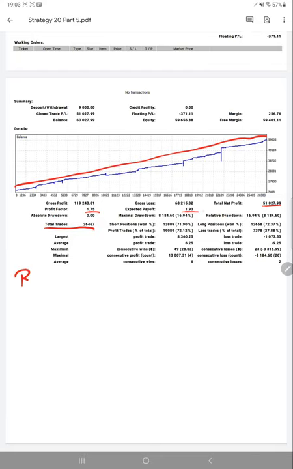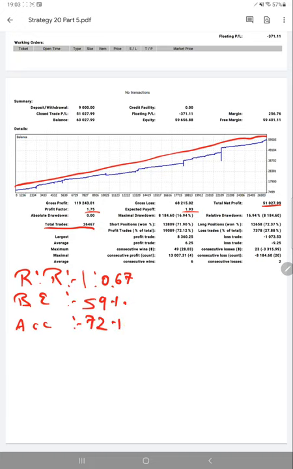Risk reward ratio, we have derived from the average profit and loss, which is nearly 1:0.67. Calculating a break even point from the risk reward ratio, which is nearly 59%, and comparing with the current account accuracy, which is 72%, we can say we are up by 13% than the requirement.